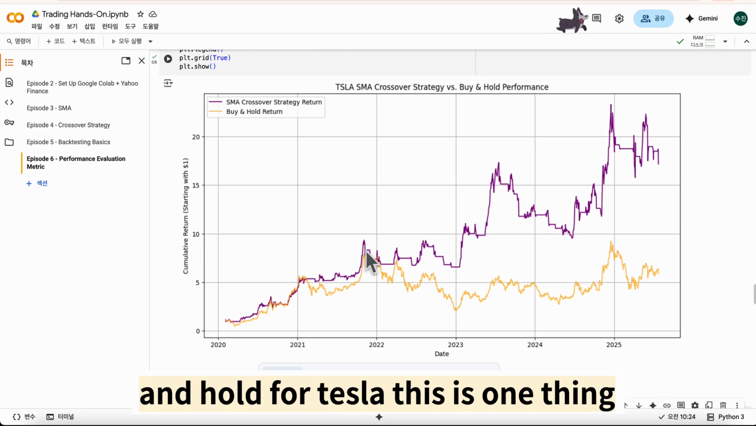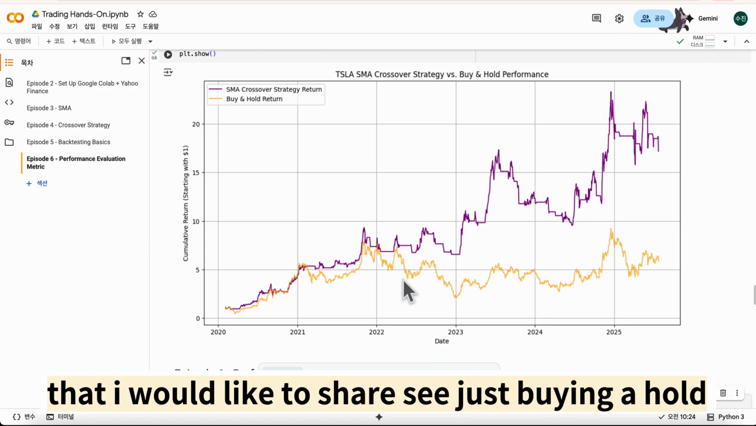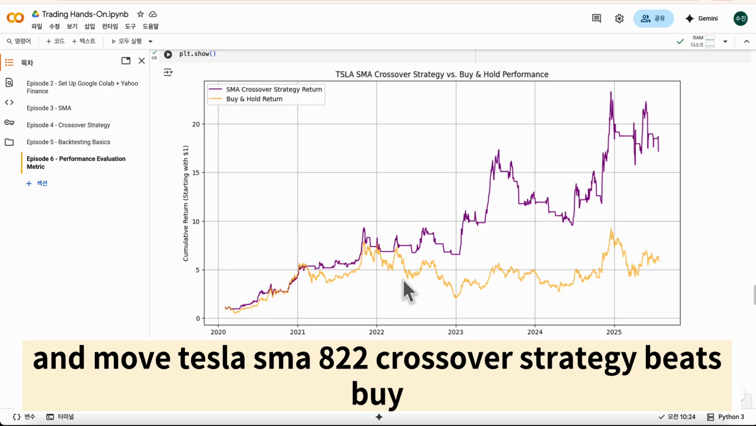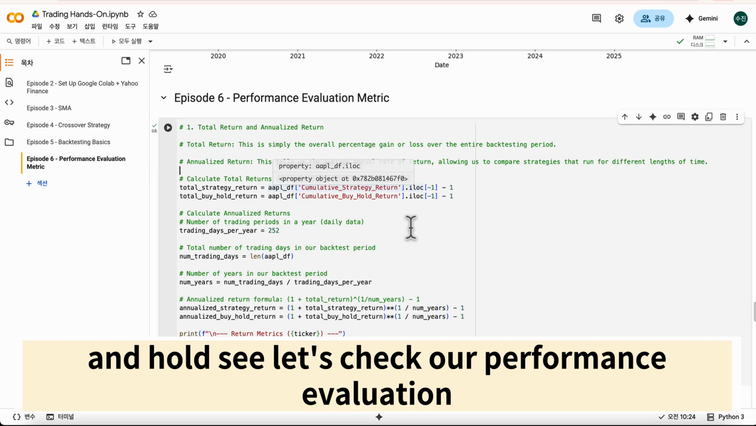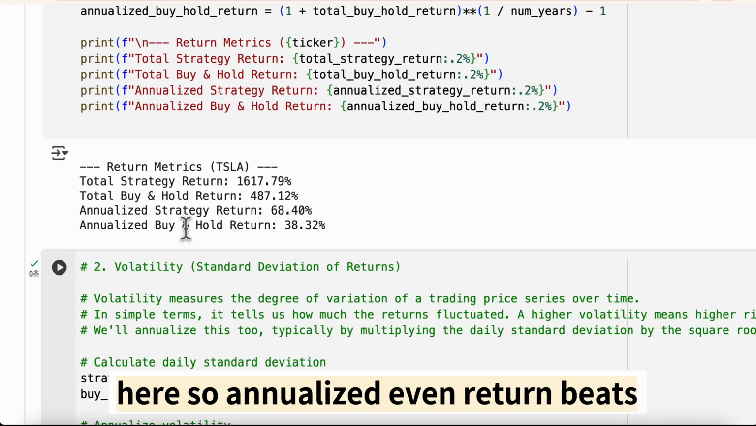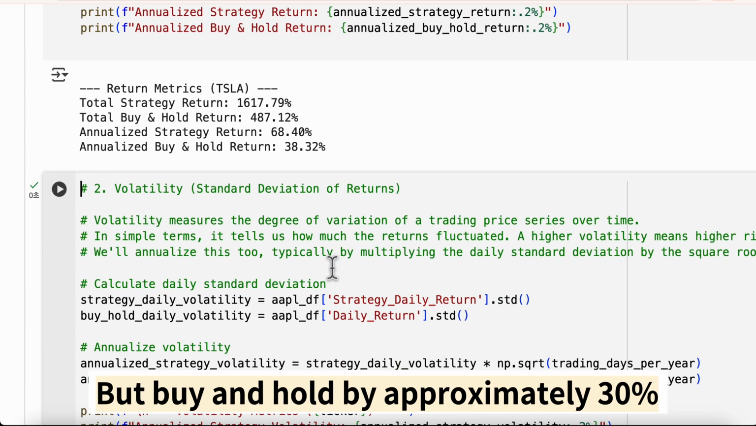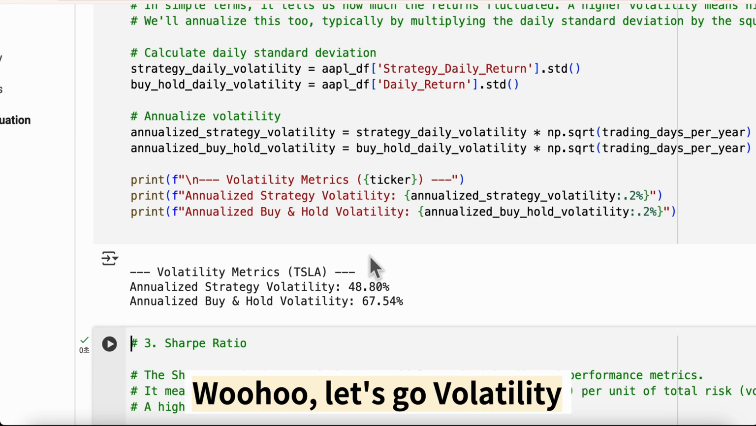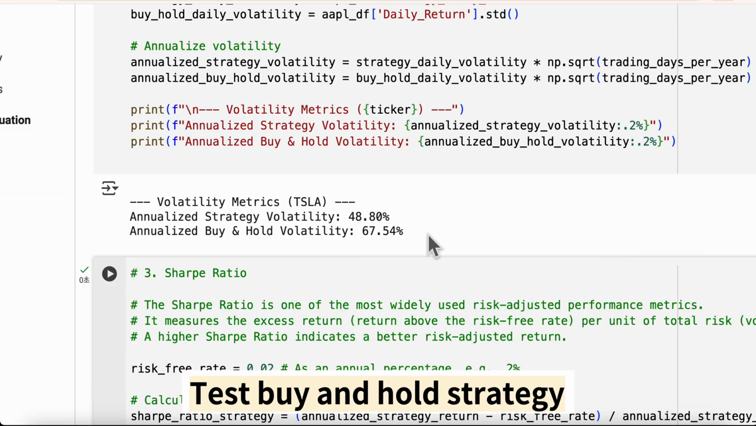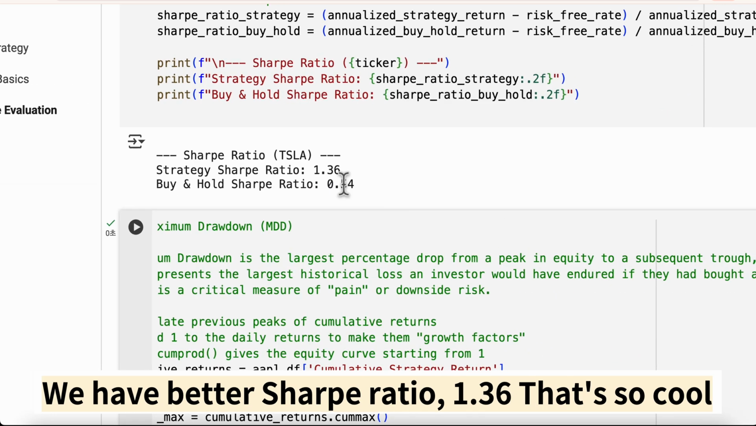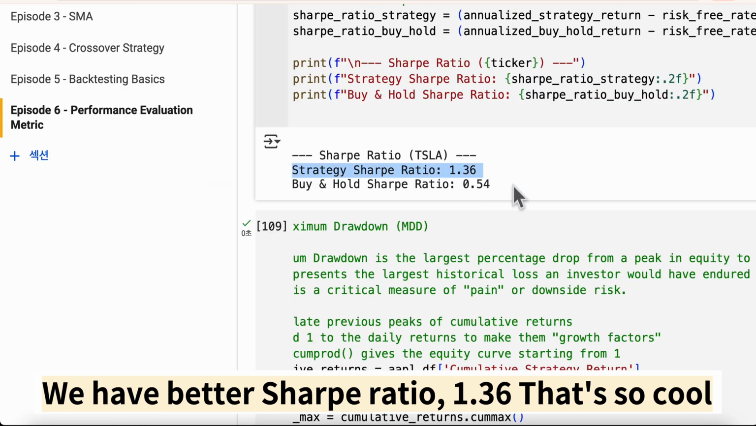Strategy return beats buy and hold for Tesla. This is one thing that I would like to share. See, just buying and holding doesn't really guarantee anything. You gotta just move and move. The Tesla SMA 822 crossover strategy beats buy and hold. See, let's check our performance evaluation here. So the annualized return beats buy and hold by approximately 30%. Woohoo, let's go. Volatility: the buy and hold benchmark is way more, 67%. What about Sharpe ratio? We have a better Sharpe ratio, 1.36.